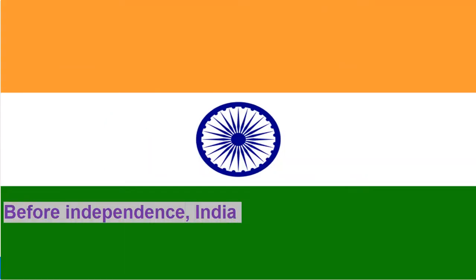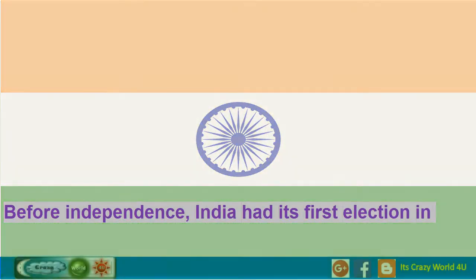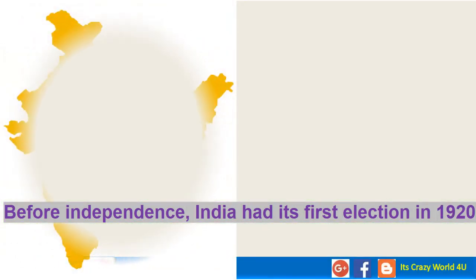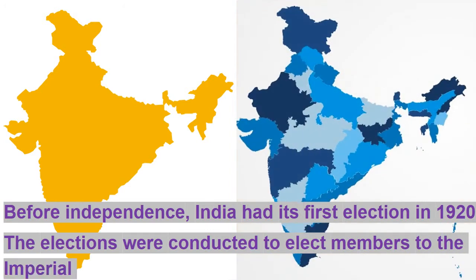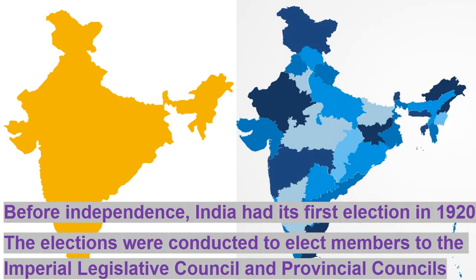Before independence, India had its first election in 1920. The elections were conducted to elect members to the Imperial Legislative Council and provincial councils.